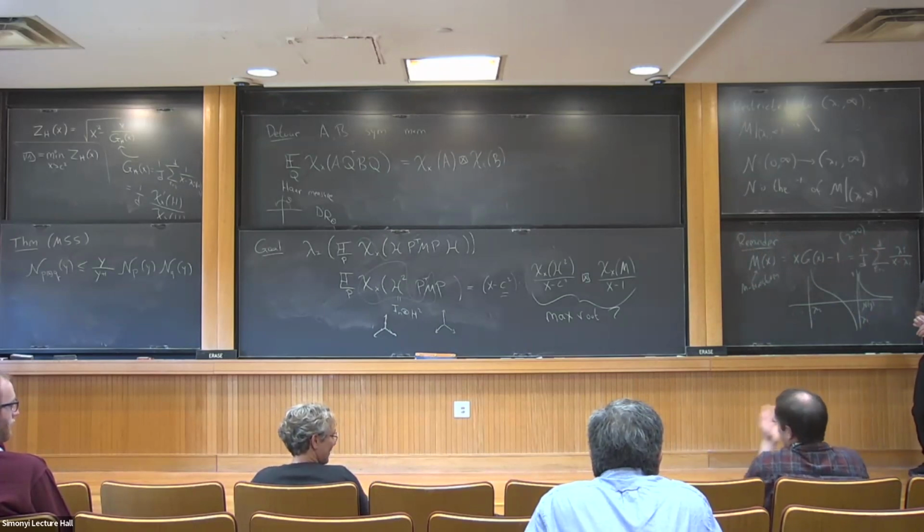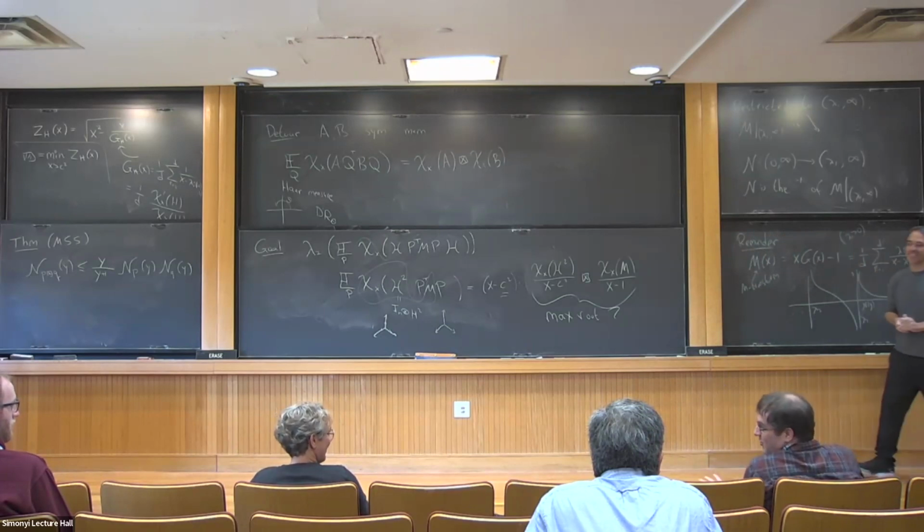Okay, why is it that formula? Yeah, that depends on free probability. You didn't define the multiplicative convolution. Yeah, I didn't. Nothing to say.